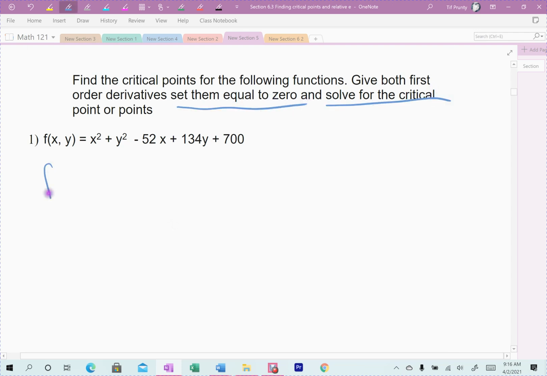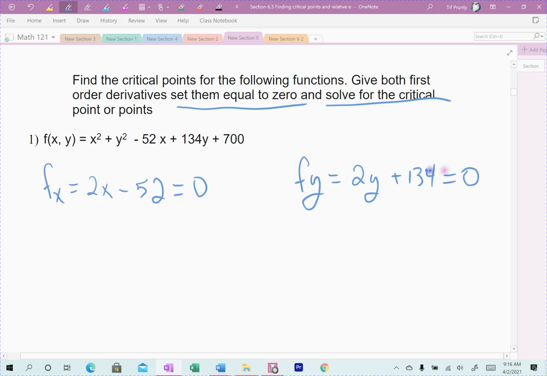using algebra. So f sub x, again there are only two x values, there's the x squared and the negative 52x, so I get 2x minus 52, set it equal to 0, and I'll solve in a second. I'm going to go ahead and find my f sub y and set it equal to 0. There's only two y values, the y squared and the 134y. So I get 2y plus 134, set it equal to 0. I have to solve the system where they're both equal to 0, and that's a key step you have to show.